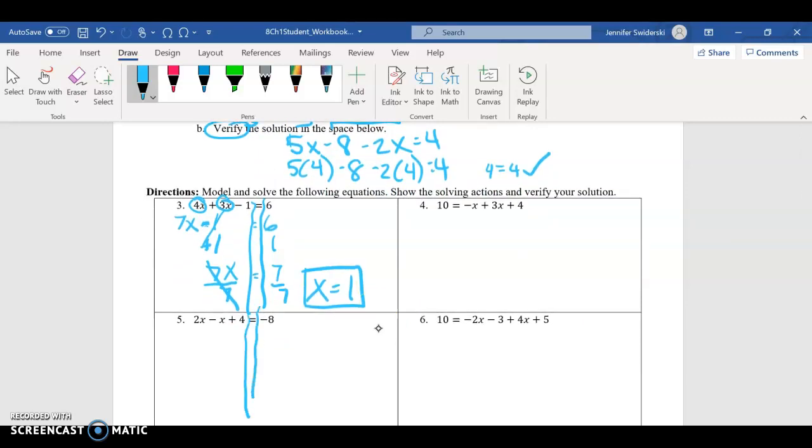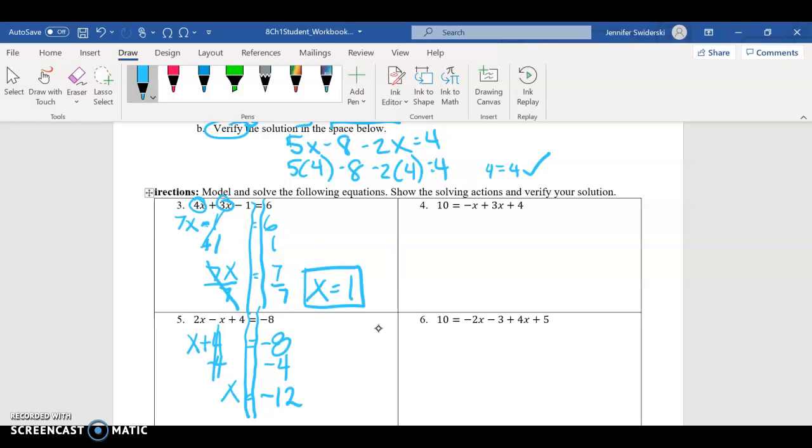Draw on your railroads. First step, combine your like terms. 2x minus x will give me x. I'm left with x plus 4 equals negative 8. I want to get x by itself, so I need to get rid of this 4. The opposite of adding 4 is to subtract 4 on both sides. I am left with x is equal to negative 12.